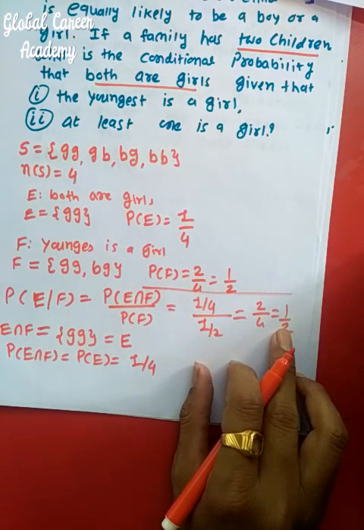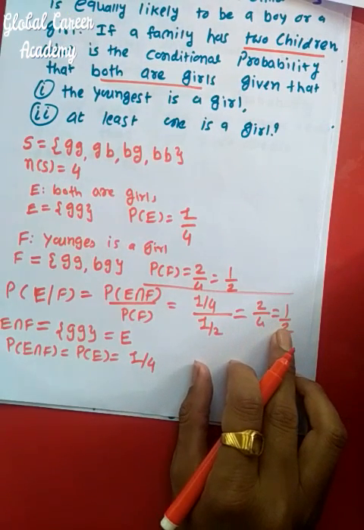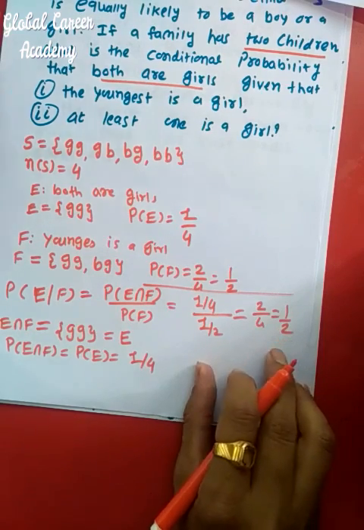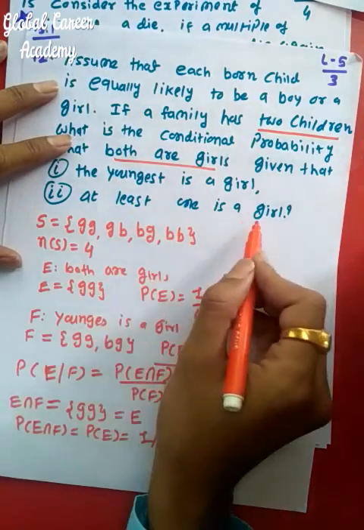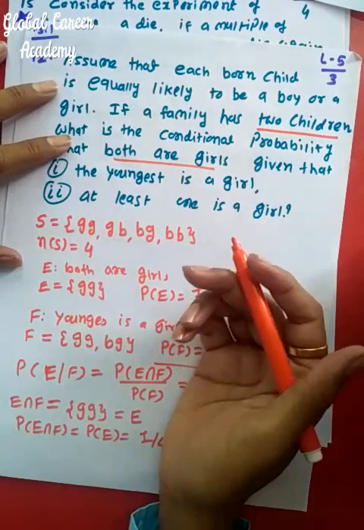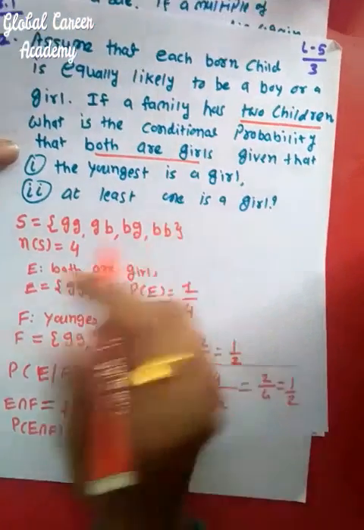So this is how you have to do this numerical. Now you are going to find out the probability that at least one girl is there. Okay, so do it on your own.